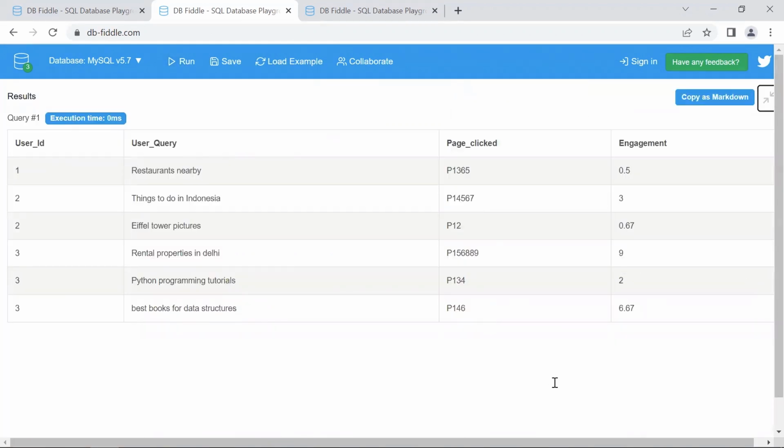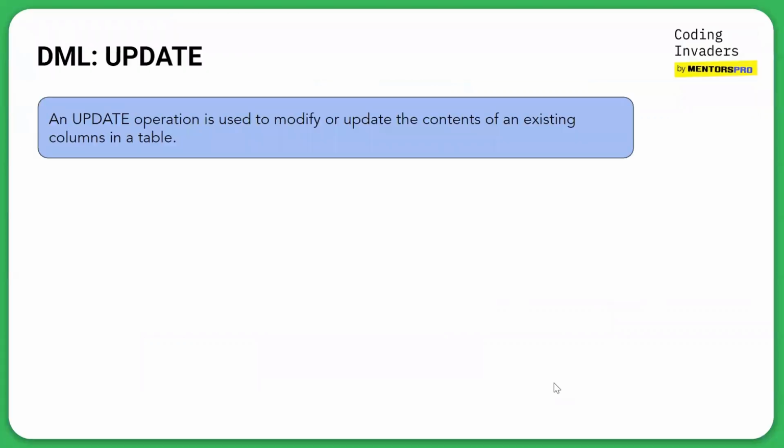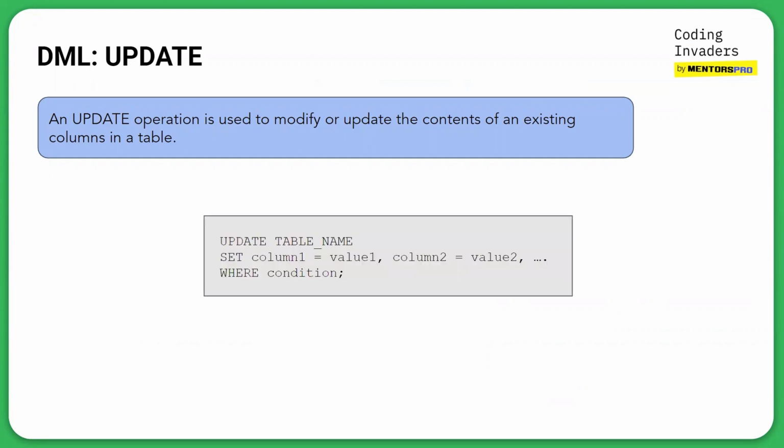Now let's see the update operation. An update operation helps in updating or modifying the observations of an existing column in a table. This is how the syntax looks like. It starts with the statement update table name. And then in the second row, we have to use the keyword set. The set command is used with update to specify which columns and values should be updated inside a table.